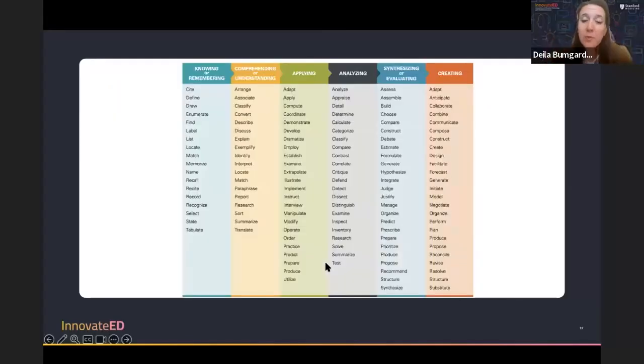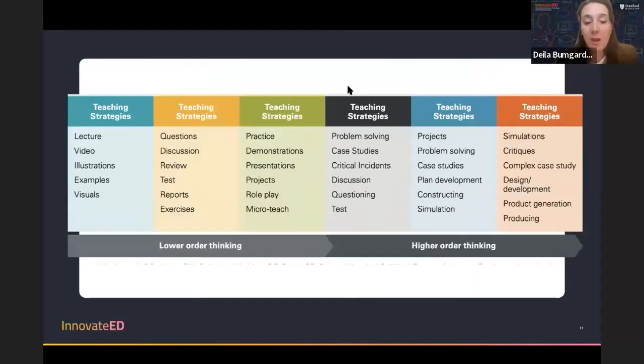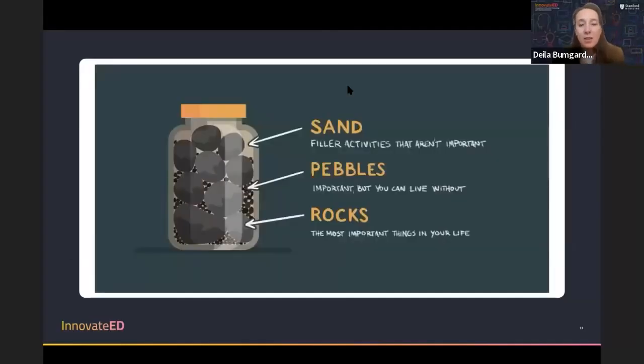I zoomed in a little bit on this so you could see what some of these verbs are. The learner also usually appreciates you mixing it up and being very specific. Like, what do you really want them to be able to do or to want to do after they have engaged with your learning experience? And then close up also on these teaching strategies. But please download this document, save it, use it, love it. It's fantastic.